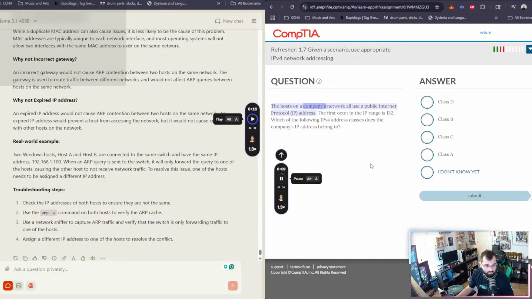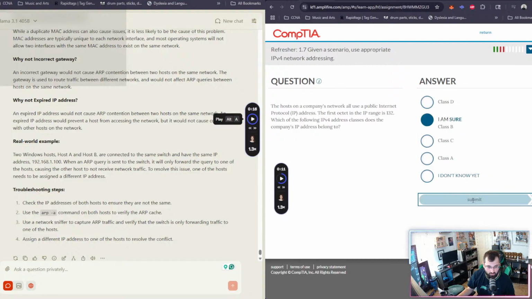The hosts on a company's network all use a public Internet Protocol, IP, address. The first octet in the IP range is 132. Okay. 127, I believe, and above. No. I think it's 128 and above is B. And then 192 is C. So that means that this is B. Yes.